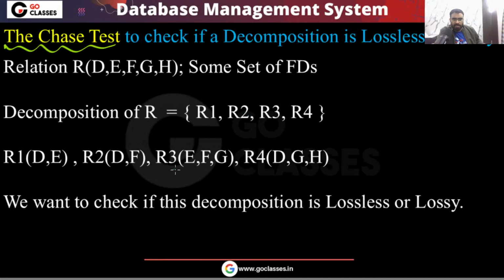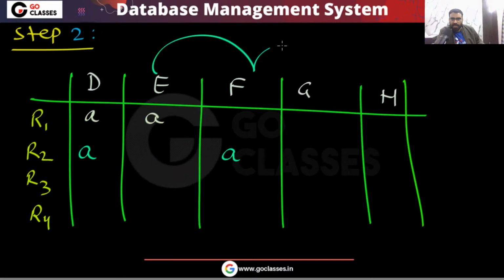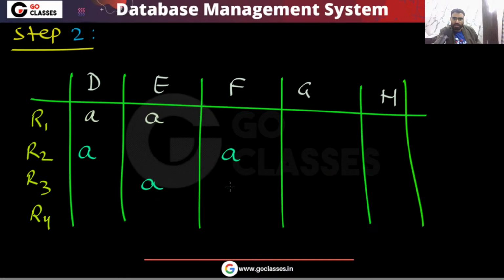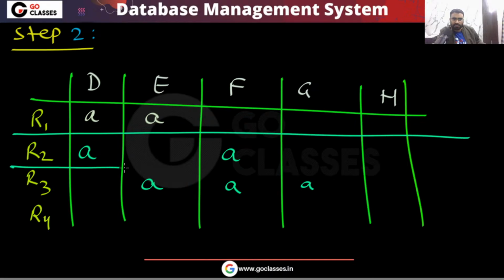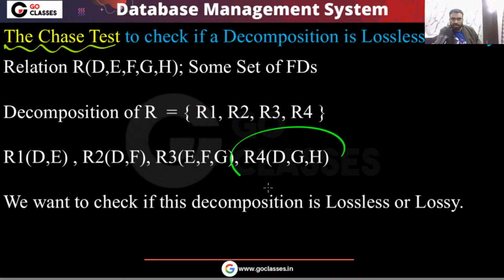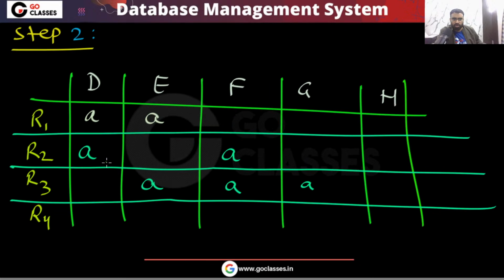Next, the attributes of R3 are EFG, so under EFG for R3 we will put A entries, like this. So these are the rows. Next, for R4 the attributes are DGH, so under DGH we will put A entries. This is what we got. Understood? So this is step number 2.